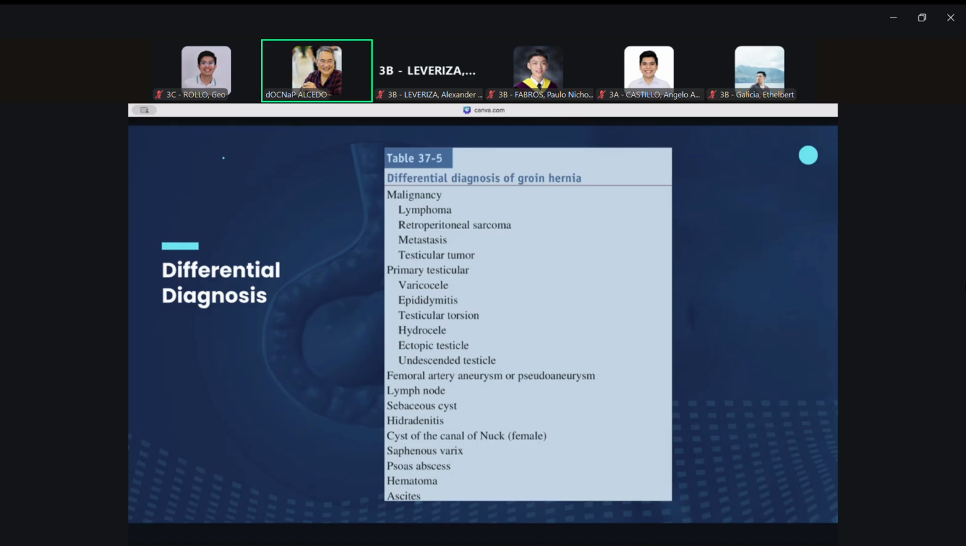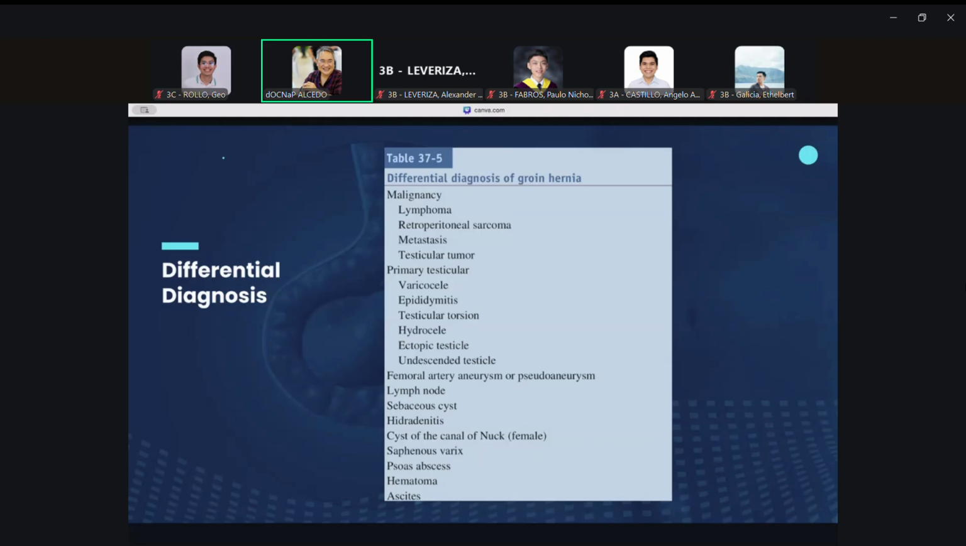So what are the differential diagnoses for groin hernias? Okay, so you just look at the list there. It's quite a lot. Malignancies, primary testicular tumors, and the complications associated with them, especially testicular torsion, which can happen in a patient, which we might confuse with an acute first-onset incarcerated, possibly strangulated hernia. They all present with a mass in the scrotum which is tender, might be associated with fever, and of course, all the other complications that can happen.